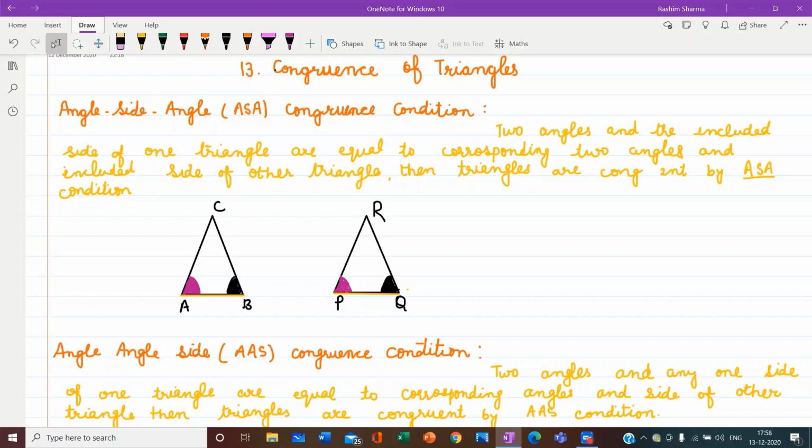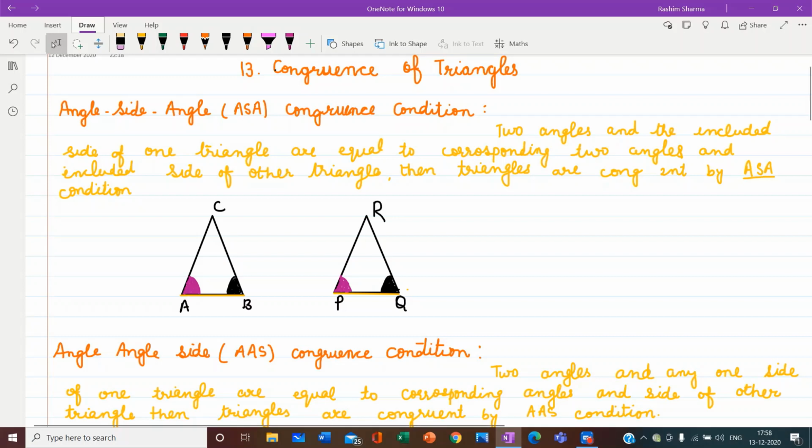Hello students, in today's mathematics class we are going to continue with chapter 13, congruence of triangles. Today we will discuss angle side angle congruence condition first. Two angles and included side of one triangle. Included, I think you all know the meaning of included, where the side is included in between the angles.